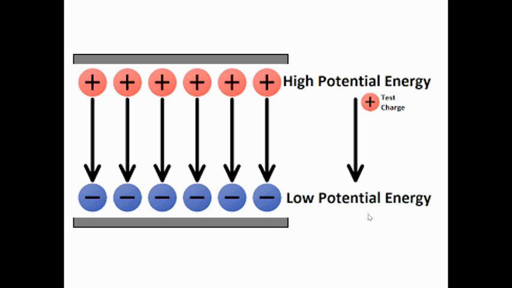Now we can say the same thing about charges within an electric field. Let's say we have a positive test charge. If we bring that positive test charge near the positive plate, we would say it has high potential energy. If we allow it to go from the positive plate and accelerate toward the negative plate, at the negative plate, we would say it has low potential energy.